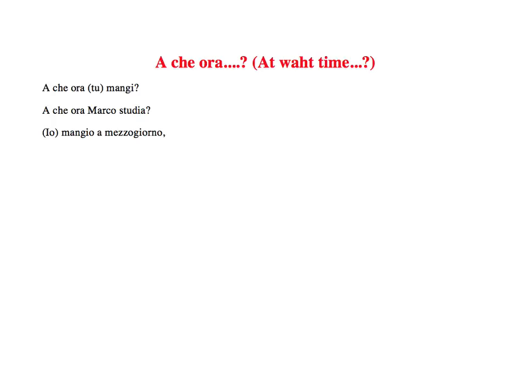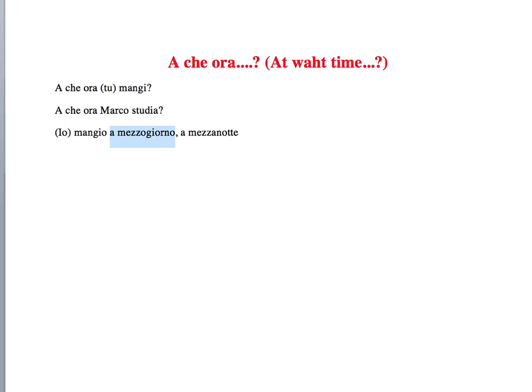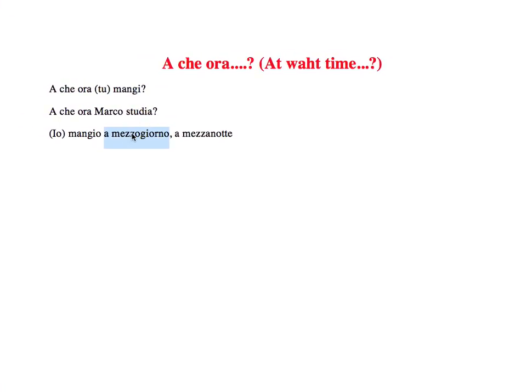Again, let's say you don't want to say "a mezzogiorno," but you want to say at midnight, it would be the same: "a mezzanotte." So with "mezzogiorno" and "mezzanotte," you must remember to use "a." Okay? "A mezzogiorno, a mezzanotte."